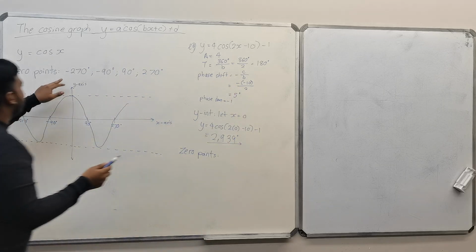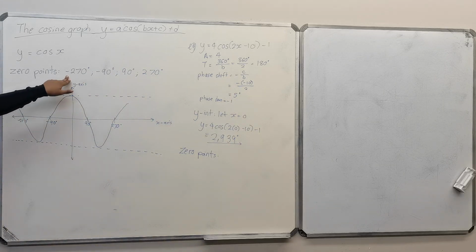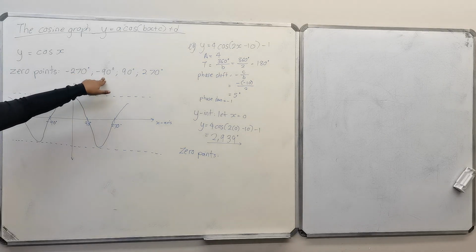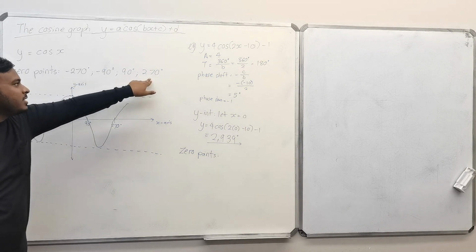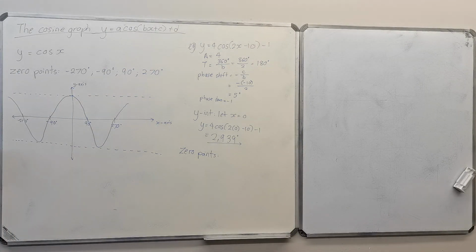And then you would equal it to this, so you would have said 2x minus 10 is equal to negative 270. 2x minus 10 is equal to negative 90. 2x minus 10 is equal to 90. 2x minus 10 is equal to 270. Yeah, that's what we just spoke about yesterday. And then what you would calculate now is what we didn't calculate yesterday.